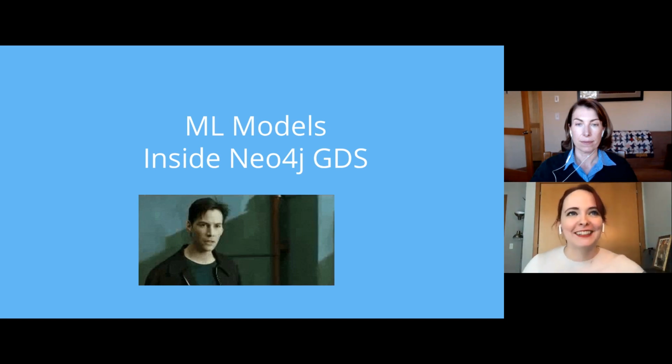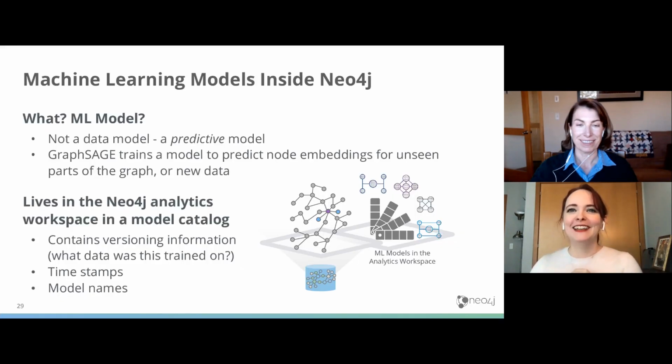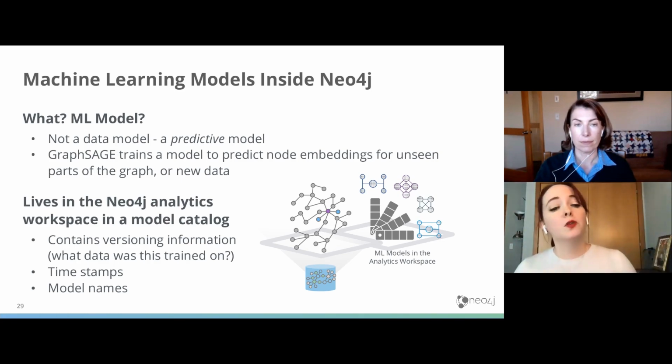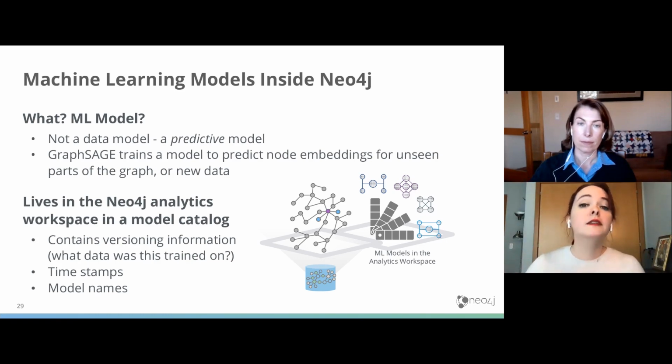And I got my meme in here. I've got my animated GIF, so I'm happy. What does that mean? So if you've used Neo4j for a long time, often you'll hear us talking about models, and we mean data models, like what's the architecture of my graph. For machine learning models, what we're talking about is actually predictive models that say, given this data, predict what the result should be. And so what GraphSAGE is doing is you train a model to predict node embeddings for unseen parts of the graph or new data.